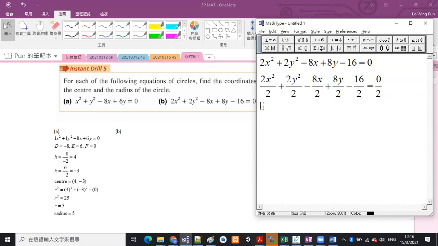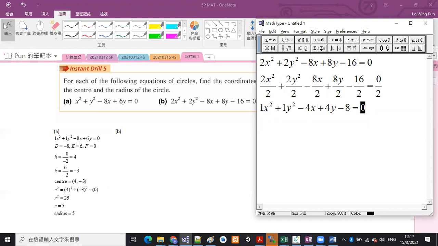Okay, so 2x squared over 2 is just x squared or 1x squared, right? And then 2y squared over 2 will be 1y squared. And that is what we want. Okay, 8x over 2 is 4x, and then plus 4y, and then minus 8 is equal to 0. Now we have made the x squared term to be 1x squared and y squared term to be 1y squared. Okay, and then the right hand side is 0.